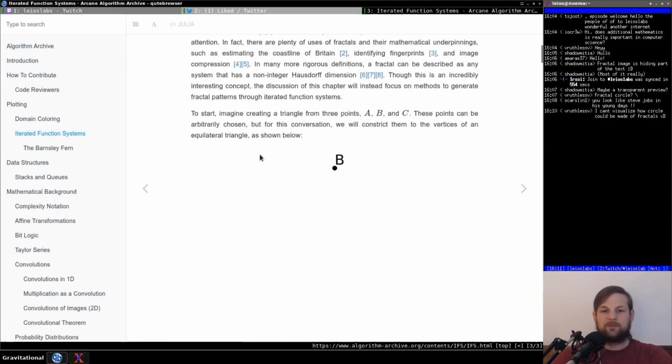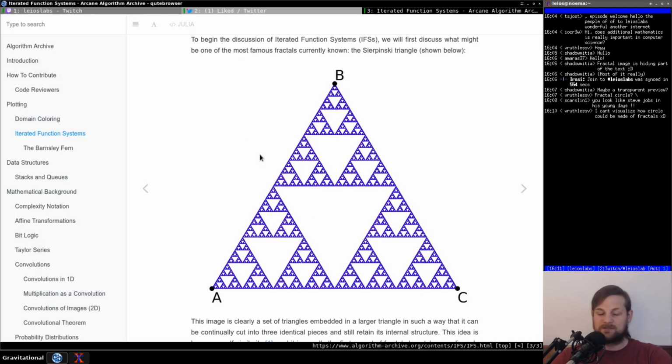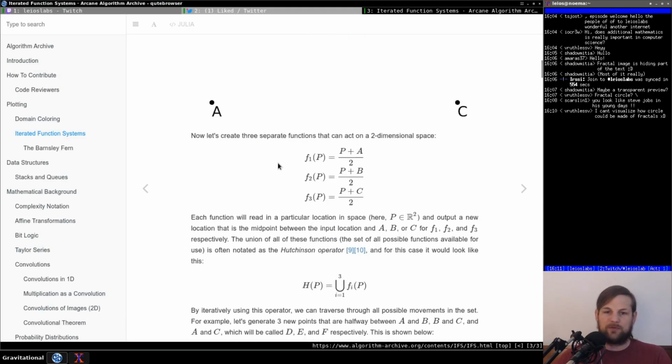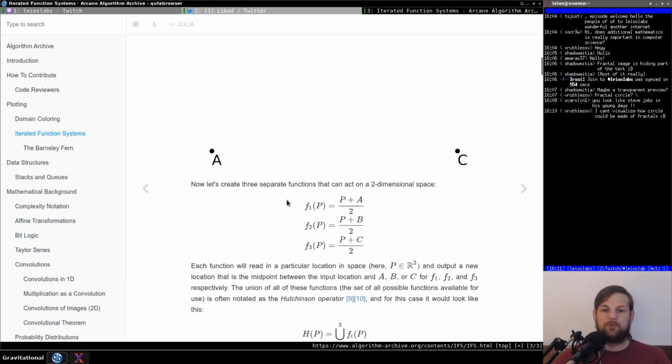So the classic example for iterated function systems is the Sierpinski triangle. The idea is that we have 3 points in space, A, B, and C, and we have 3 functions, P plus A over 2, P plus B over 2, and P plus C over 2. These effectively will take any point P and move it halfway towards A, B, or C.